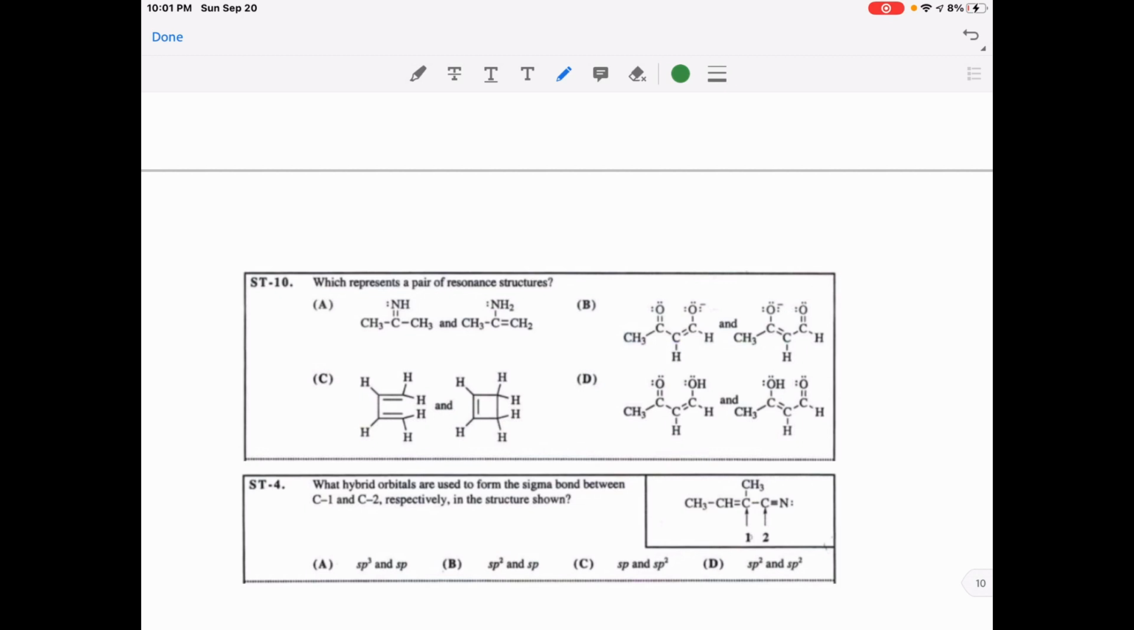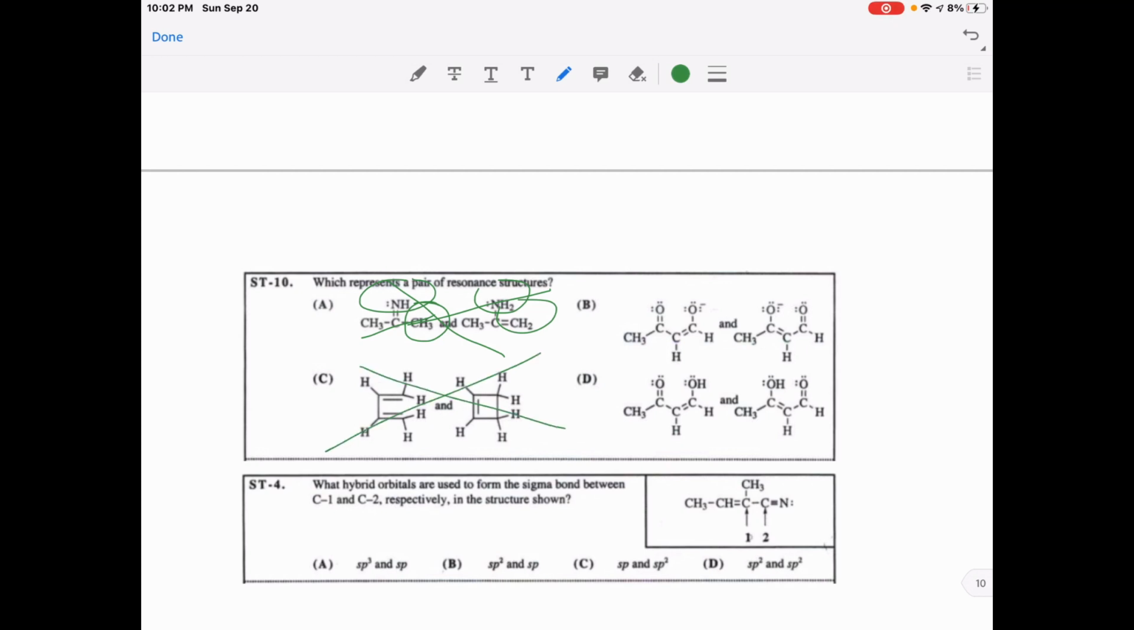So when we look at option A, we see right away that this cannot be a resonance structure, because the nitrogen atom on the right has 2 hydrogens attached to it, and on the left there's only 1 hydrogen. So we can tell right away that the connectivity has changed. Same thing for the methyl group, the CH3 group. There are 3 hydrogens there and 2 hydrogens there. So that tells us right away that this doesn't work as a resonance structure.